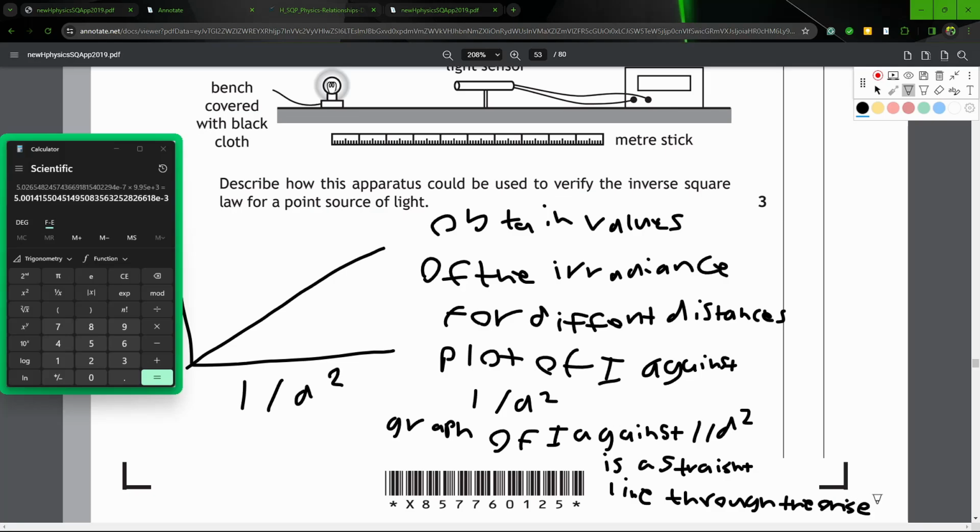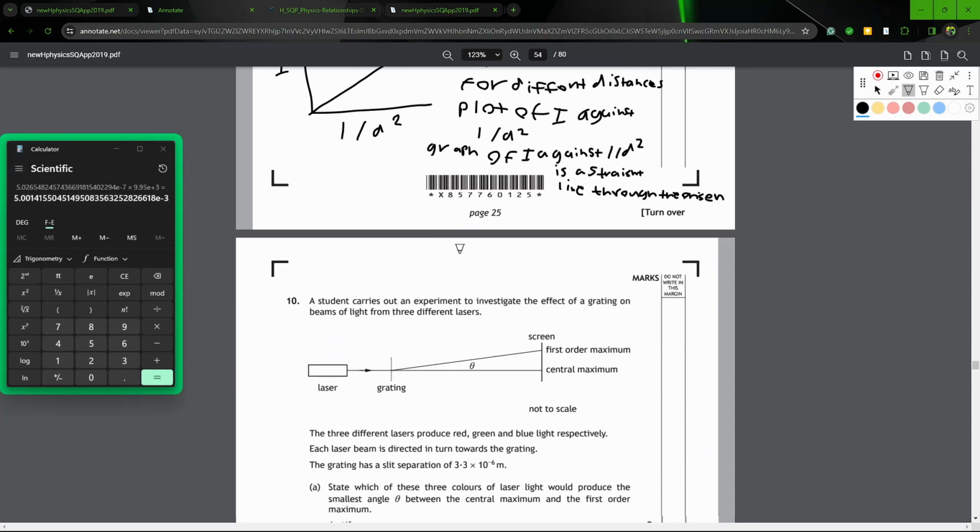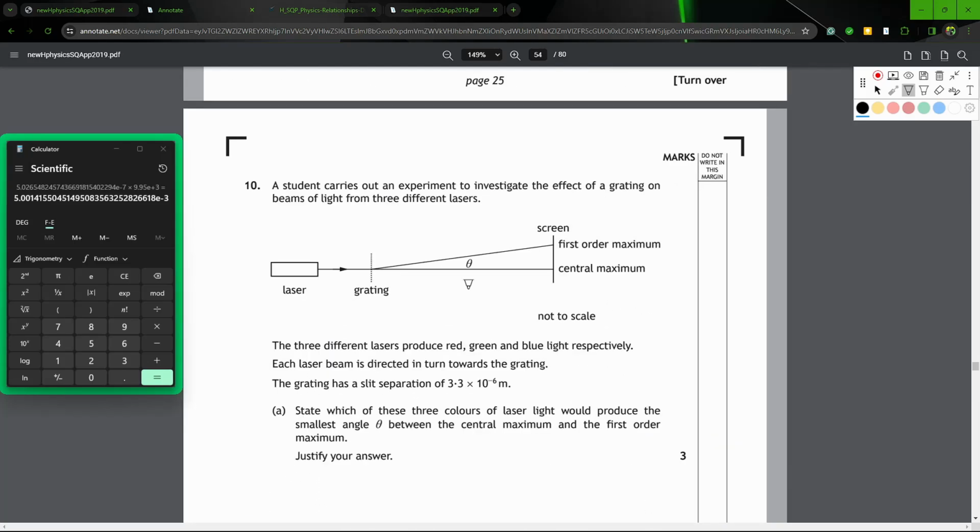Wow, I'm great at spelling, aren't I? Yeah, so that's basically verbatim from the marking scheme, honestly. But this will work for everyone's. If it asks how this could be used to verify the inverse square law, just make sure you get a graph that goes through the origin, and then you can work it out from there. Right, everyone, we're going to be doing question 10.